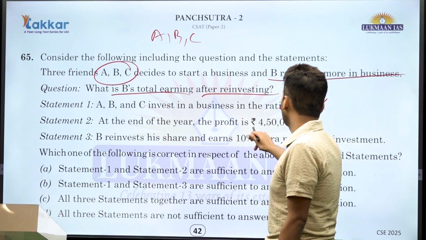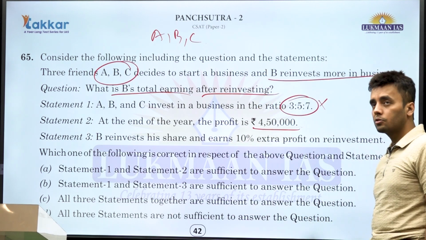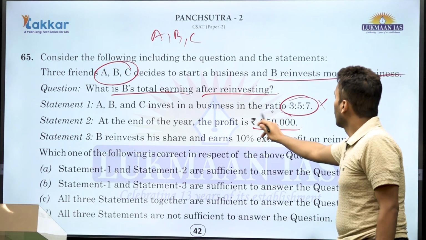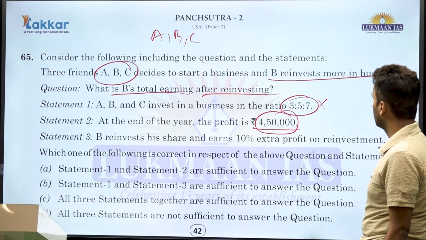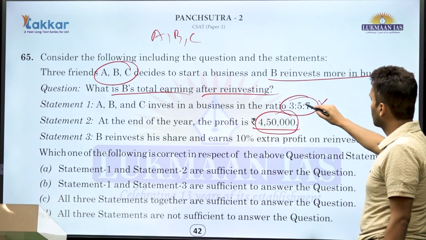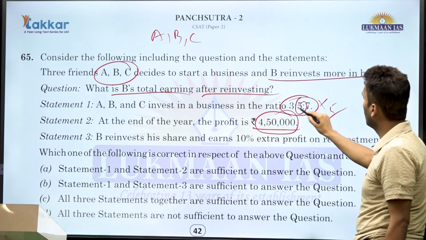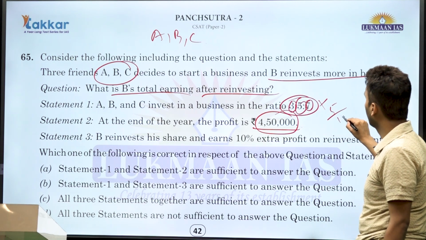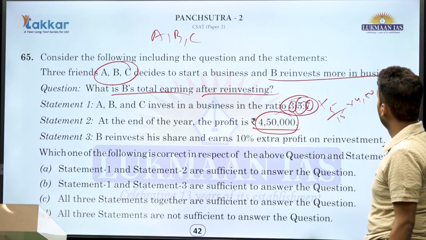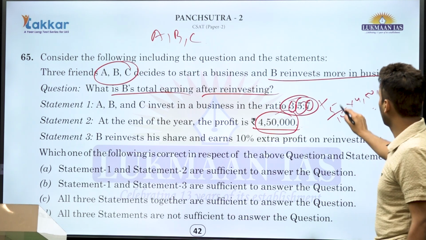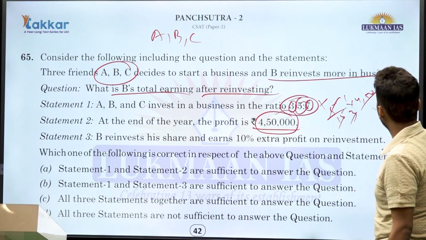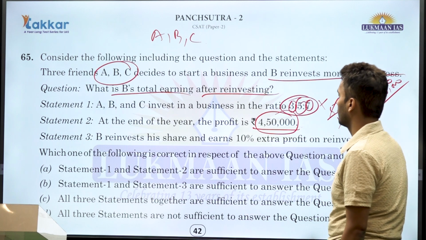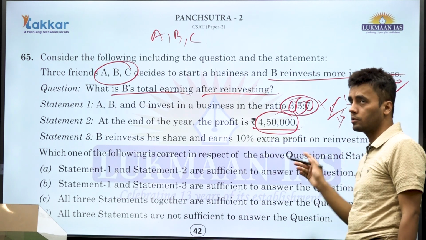At the end, the profit is 4,50,000. So this looks like something more informative. With 4,50,000 we can find B's share. The sum of the ratio is 3+5+7 = 15. Whatever value we get, B's share is 1/3 of this, that is 1,50,000. This is the share of B, meaning this is how much B invested in the company.